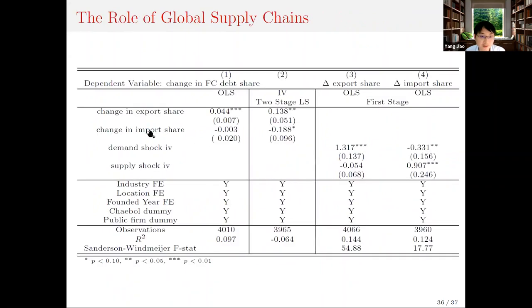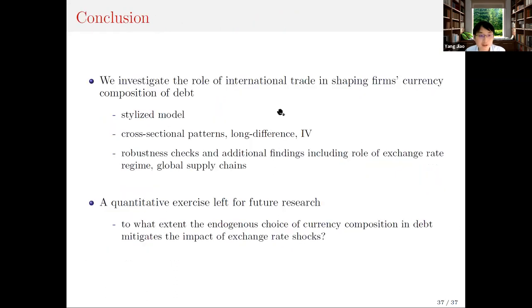When we include the import share change, we also get a negative relationship, which is opposite to the positive coefficient before on the change in export share. This is consistent with our extended model when we take into account the global supply chain. So this is the conclusion.